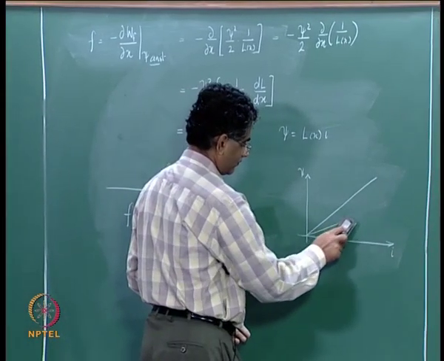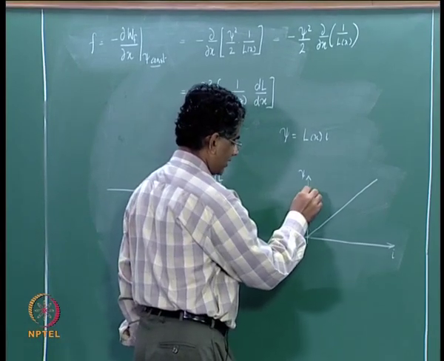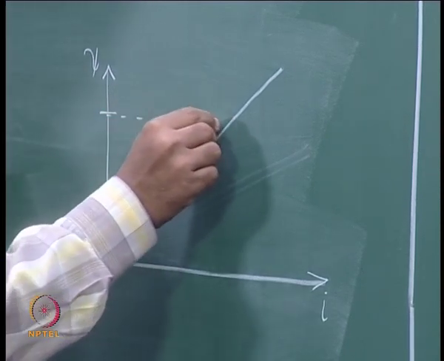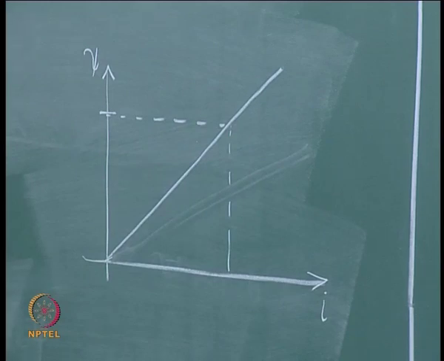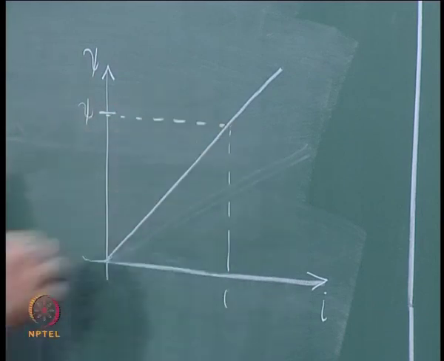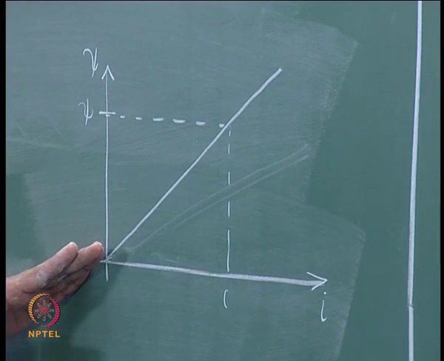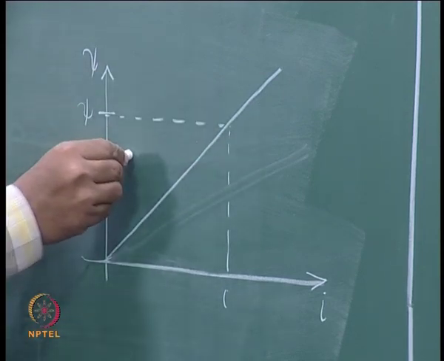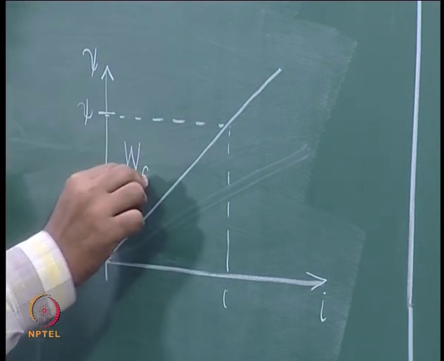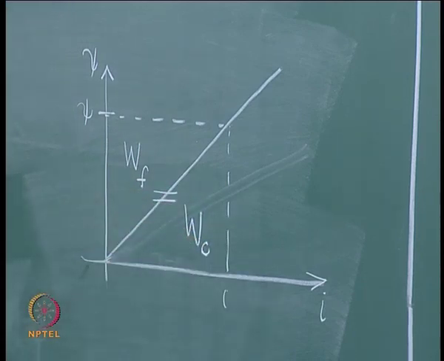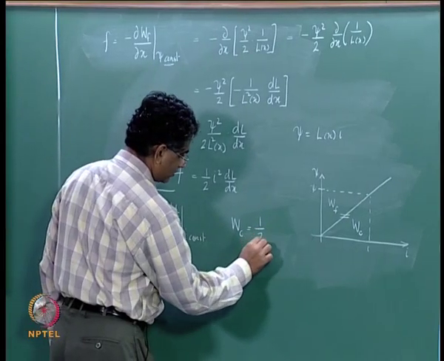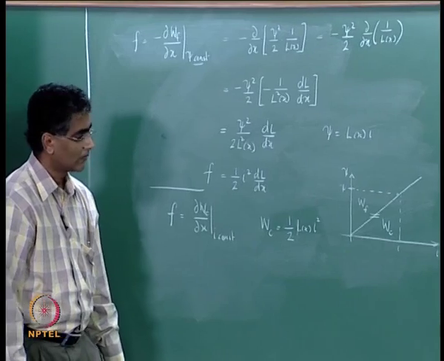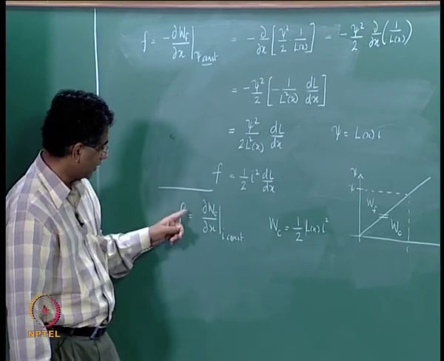So if you now consider this curve for a linear magnetic system and you look at a value of psi here and a corresponding value of I, now you see that the rectangle psi I is obviously divided into two halves by the diagonal of this rectangle, which is this curve, and therefore because it is a diagonal of this rectangle, the area above the curve must be equal to the area below the curve, which means that in this case Wf must be equal to Wc, and therefore Wc is also equal to half of L(x) into I square.